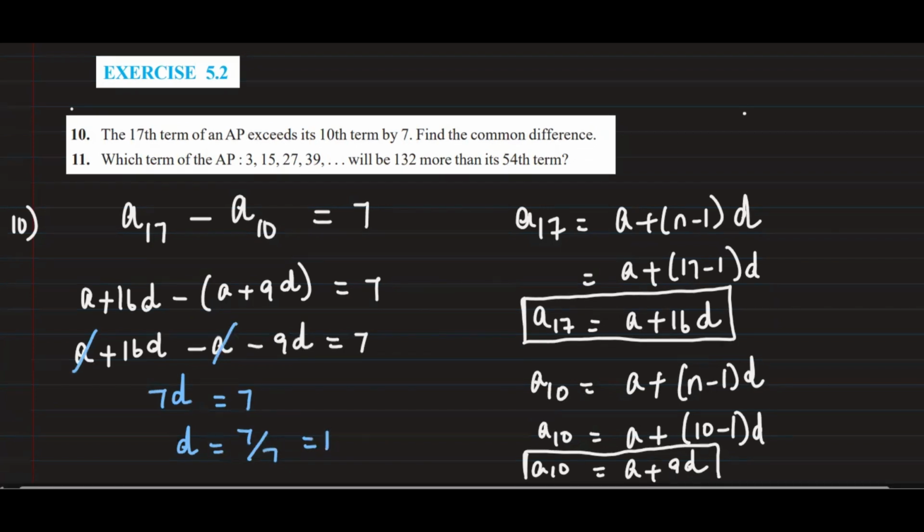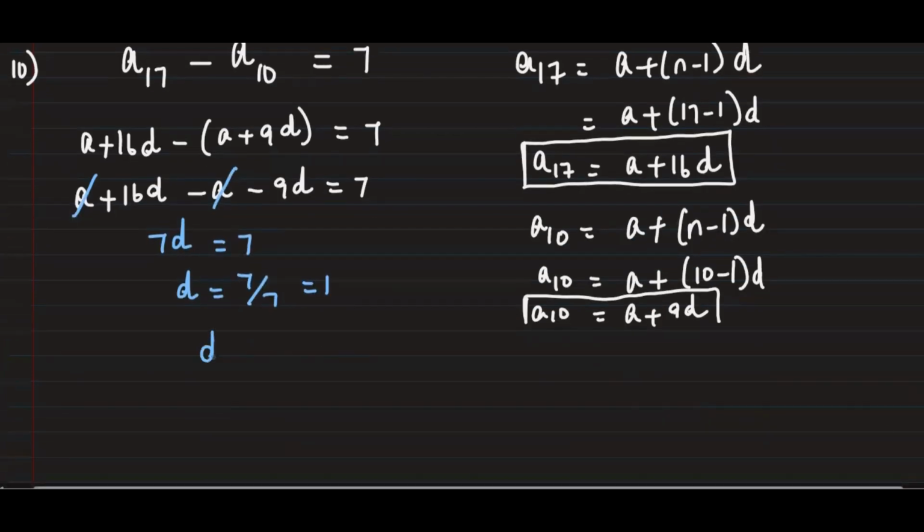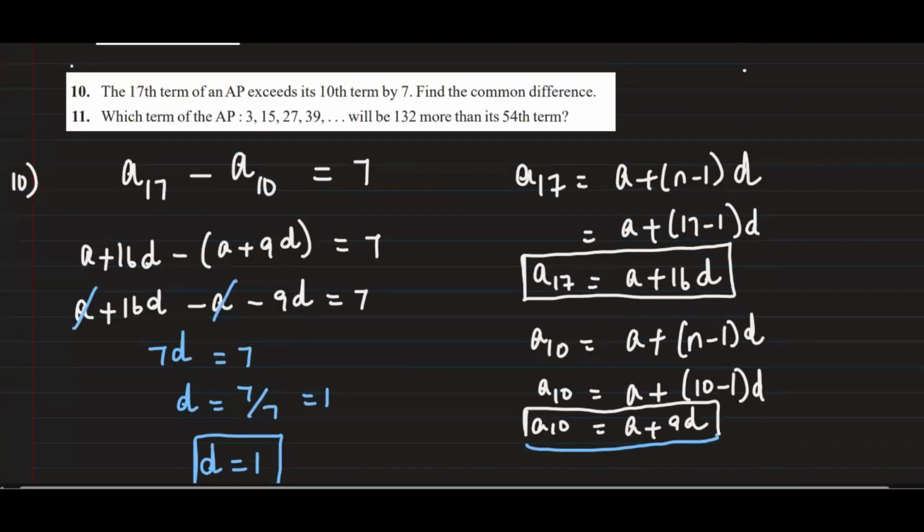So the answer for the 10th question is the value of D is equal to 1, which is the common difference. Fine, clear, easy. Basically we have been given only one piece of information, that the 17th term of an AP exceeds its 10th term by 7. So here the 17th term is greater. So A17 minus A10 is equal to 7. The difference between the values is given as 7. So we will use that information to get the answer.